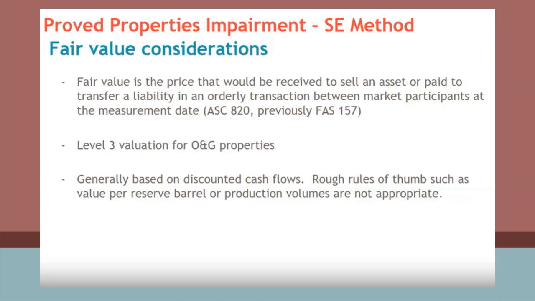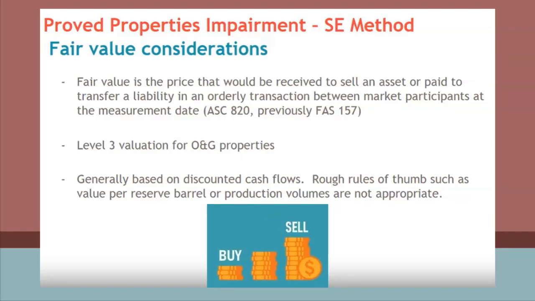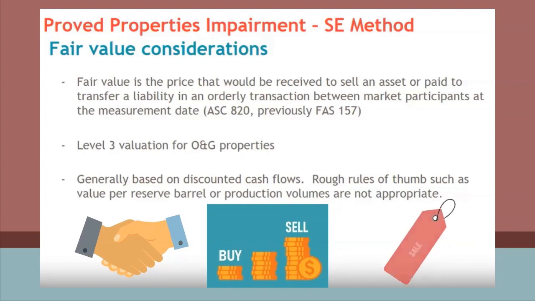So when you're talking about impairment, the second part is actually figuring out the fair value. And that's what you'd actually compare to the net book value to calculate the impairment expense for the period. So fair value is the price that would be received to sell an asset or pay to transfer a liability in a transaction between market participants. For this case, oil and gas properties, it's a level 3 valuation.